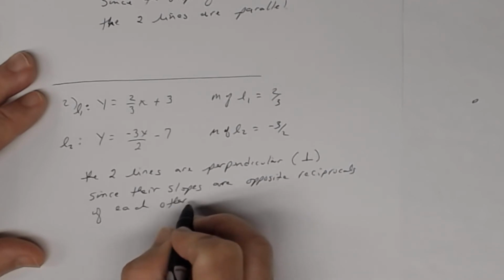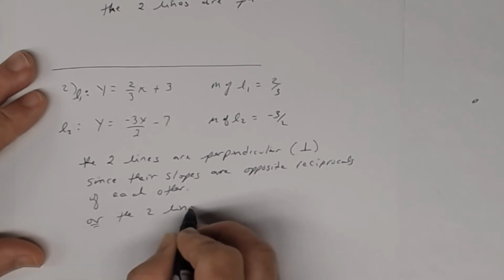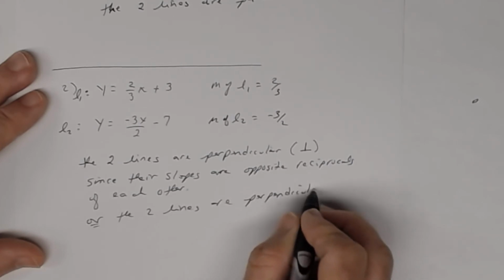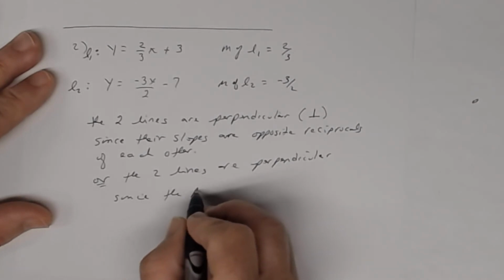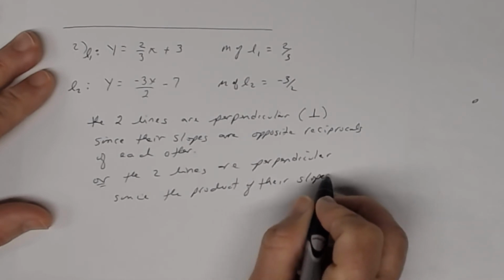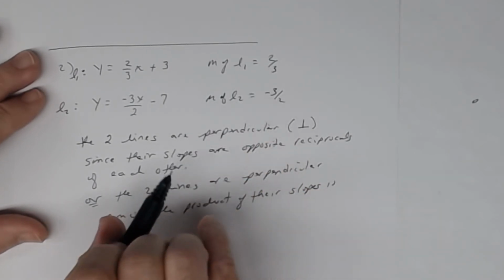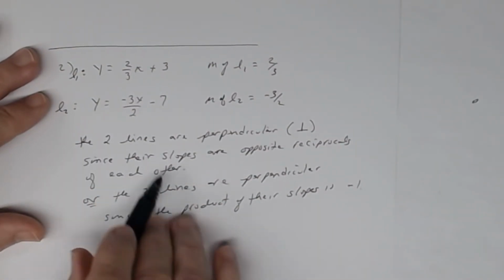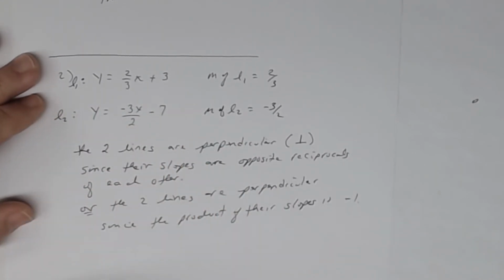Or you could have said the two lines are perpendicular since the product of their slopes is, and remember when you multiply two numbers that are opposite reciprocals, what's 2/3 times -3/2? It's going to be -1. So either one of those would be the correct explanation. All right, so number 2, the two lines here are perpendicular.